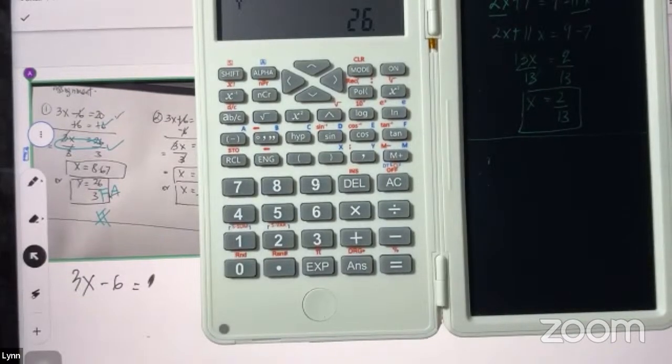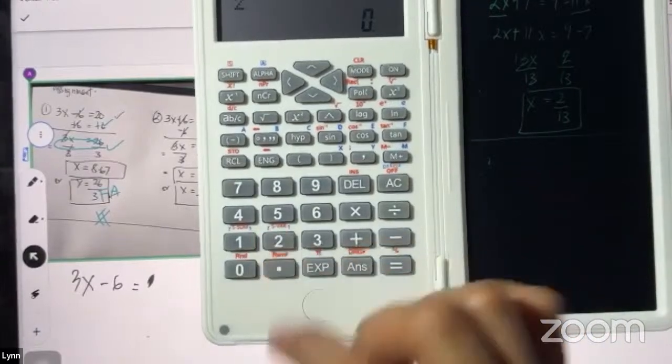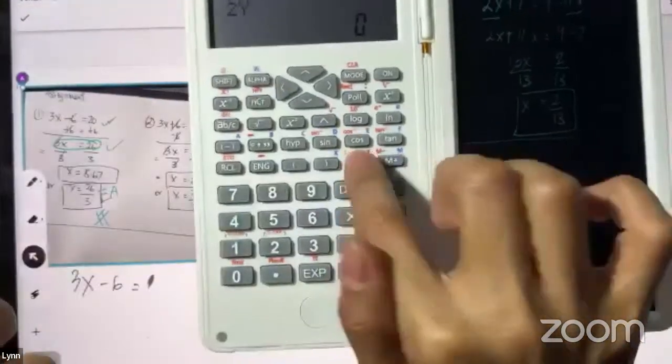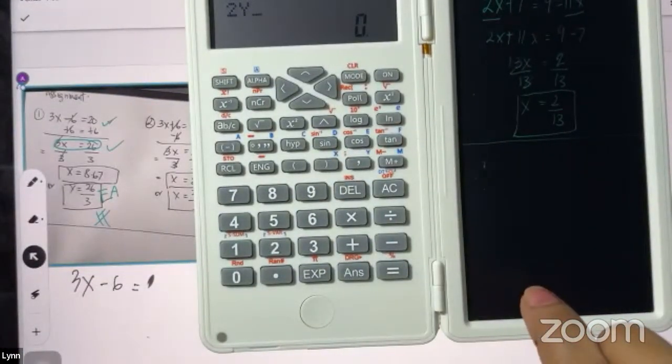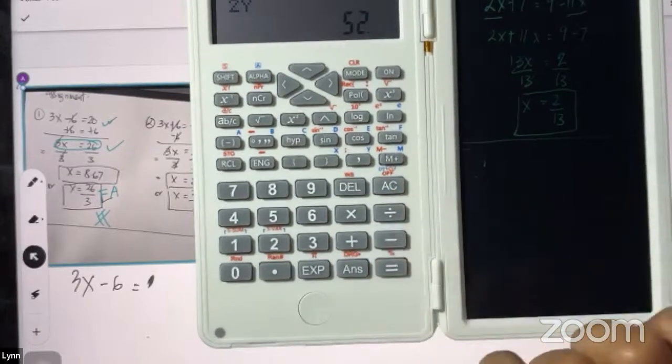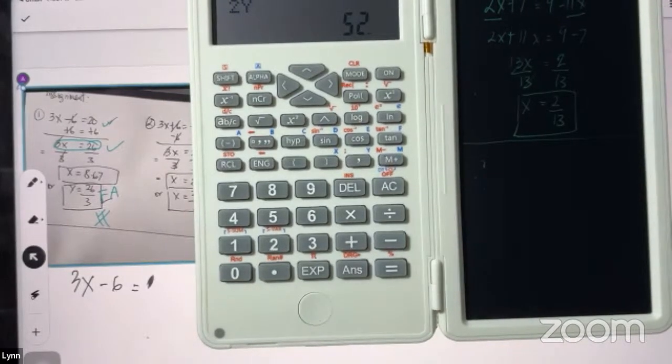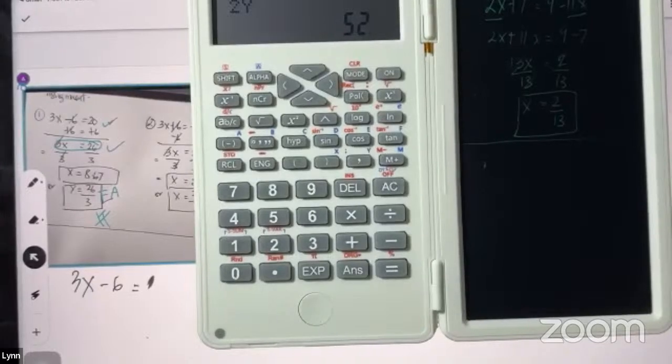I want you to do something with this. For example, press 2, and then alpha Y. Then you have 2Y, right? Press the equal button. 52. Do you know what this means? The calculator does 2 times Y, and since Y is 26, 2 times 26 is 52.